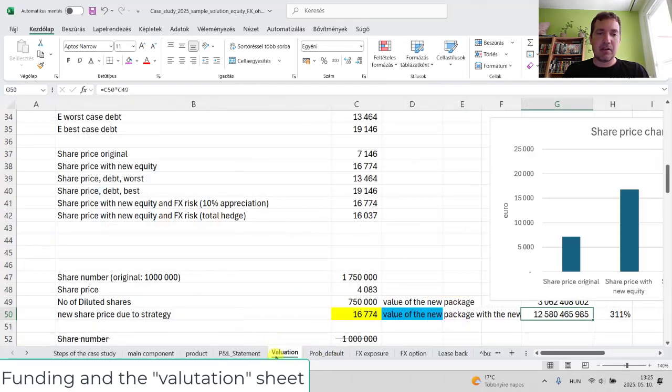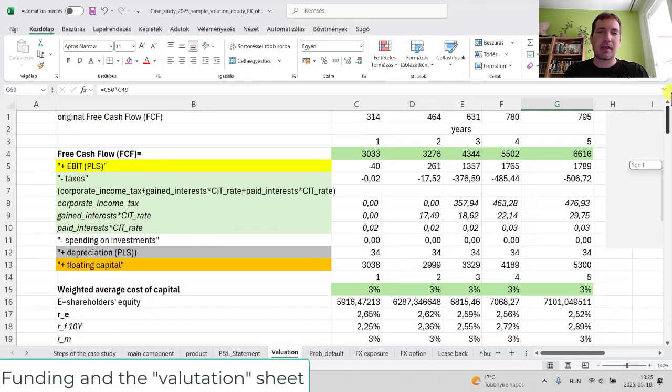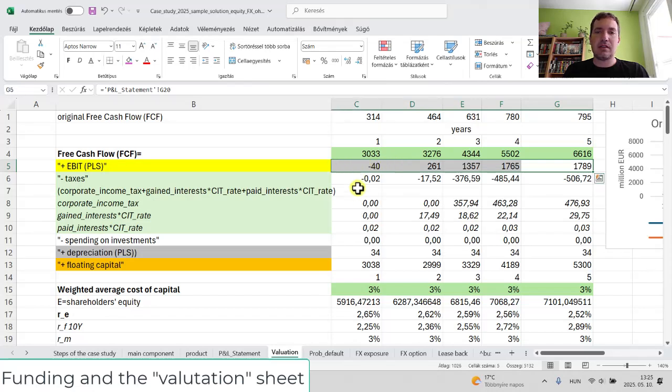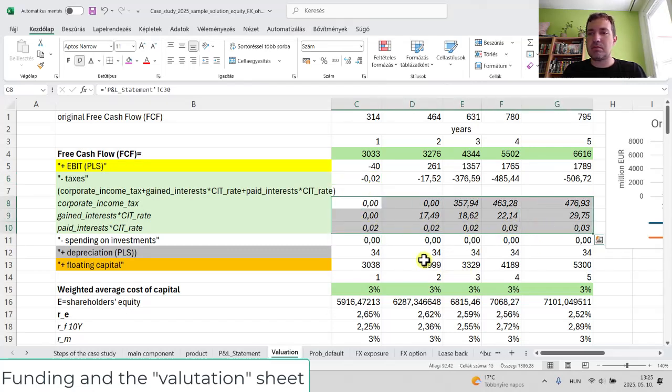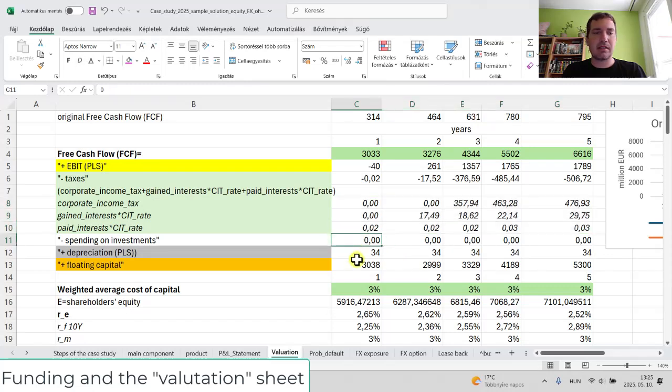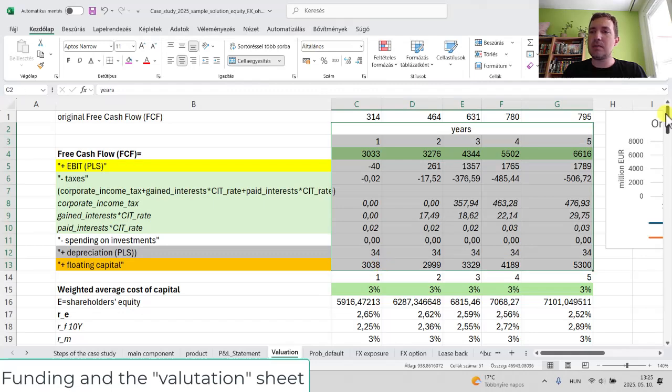Then we have to turn toward valuation. Of course we have the free cash flow, which is calculated again automatically. We have the EBIT here, then it will pick the data up from the EBIT row. Taxes will also be picked up automatically because the profit and loss statements are already estimated. Then depreciation is already coming from the datasheet. Floating capital is also coming from the datasheet. So this is quite simple.